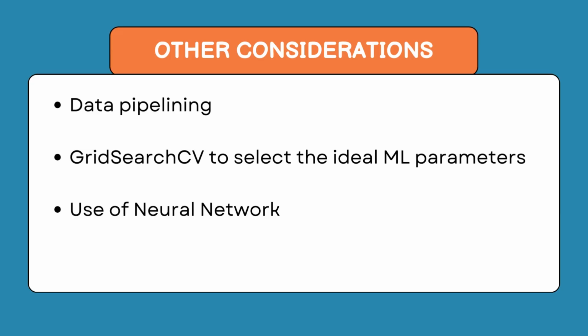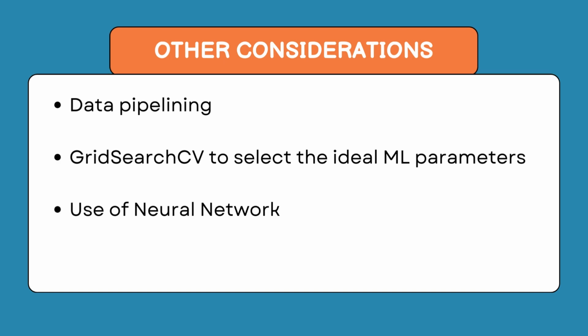There are a few additional considerations which are not covered in the notebook. Some of them are things such as data pipelining, where previously in the notebook we have written multiple lines in order to transform the data. But with data pipelining in scikit-learn, we can add all of them into a single line, and whenever we run this line of code, the data will always transform as per the specifications.